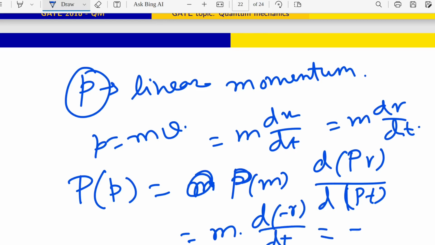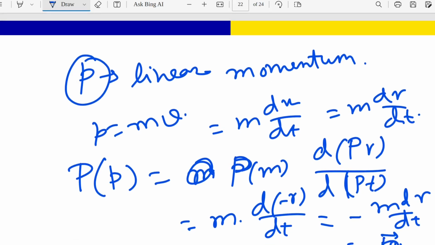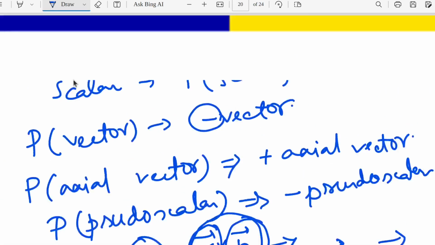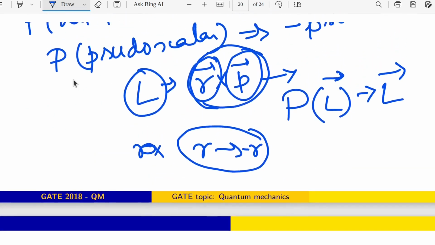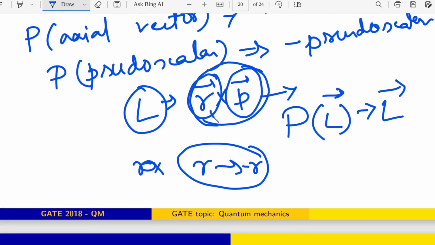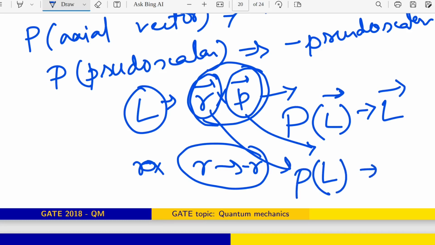So what is the result? m dr by dt, that means m times minus v, so minus p. Then you can see that p is odd under parity. So if p is odd under parity, and in the L expression R cross P, R is also odd under parity, P is also odd under parity. So as a whole minus minus will be plus, that means L is even under parity. So this is the case.